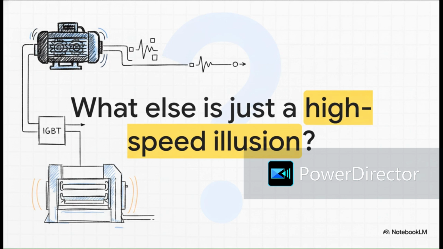And as we wrap up this explainer, it leaves us with a pretty fascinating thought. If something as massive and powerful as an industrial motor relies entirely on perfectly timed microsecond illusions just to function, what other realities in our modern electrical systems are just high-speed tricks of the trade? Definitely something to think about next time you hear a massive machine spooling up.